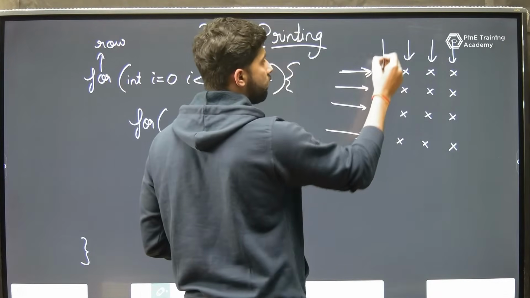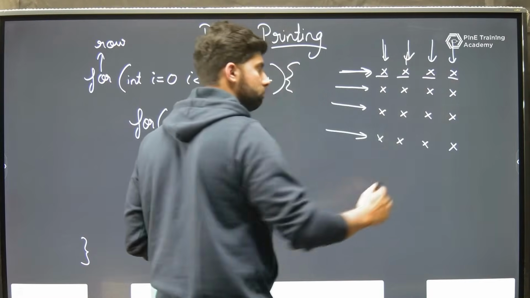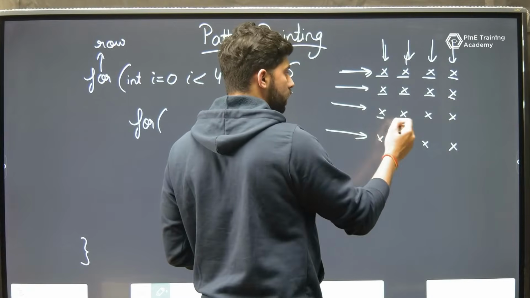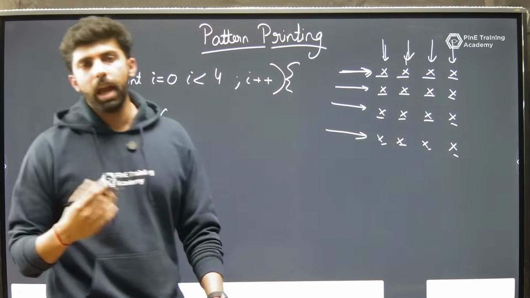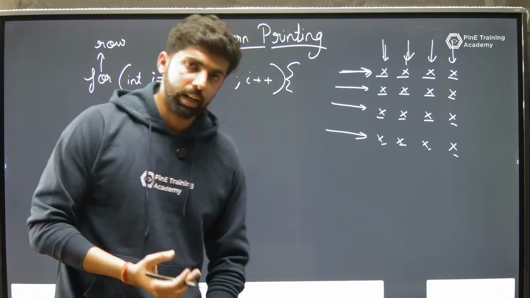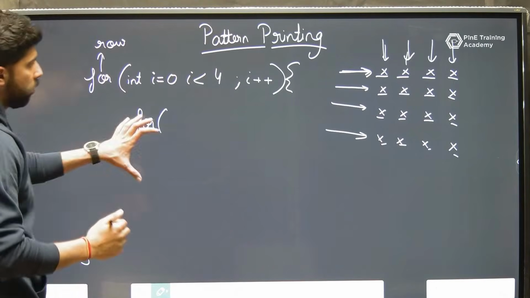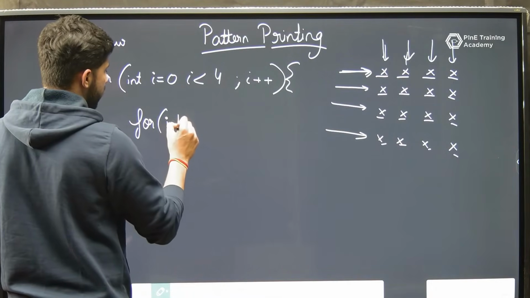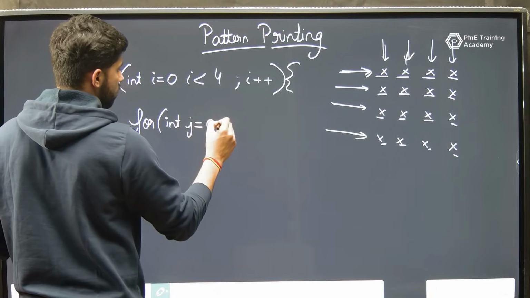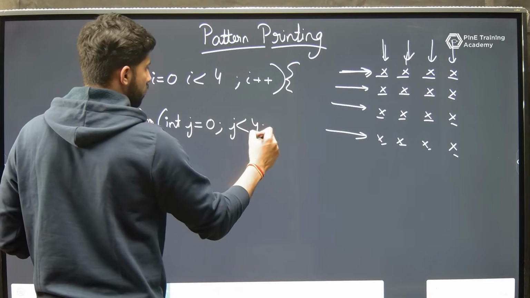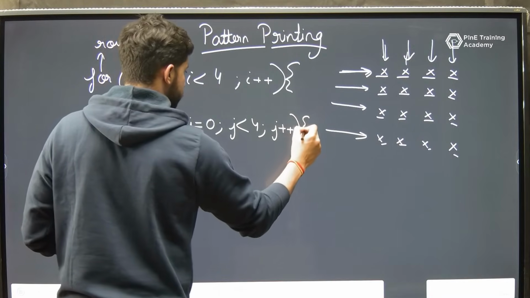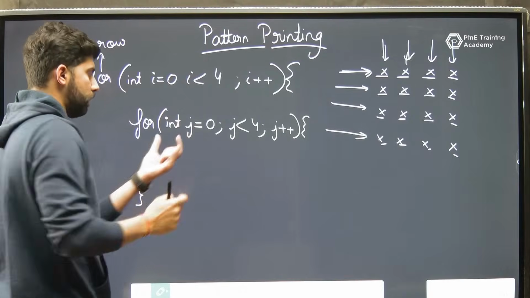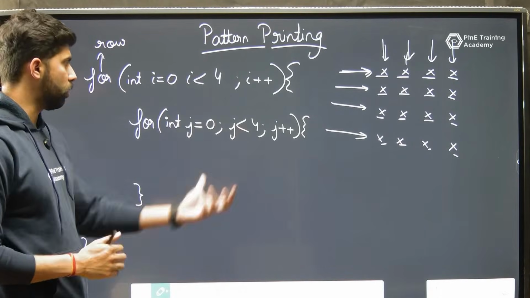In the first row, we have 1, 2, 3, 4, 4 columns. In the second row, we have 1, 2, 3, 4, 4 columns. Third row, 1, 2, 3, 4. Fourth row, 1, 2, 3, 4. In every row, we have 4 columns. That means the loop for columns will be similar to what we have written for our row. So I can write, if you notice, everything is same, only the variable is changed from i to j.